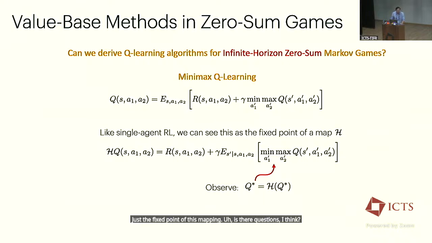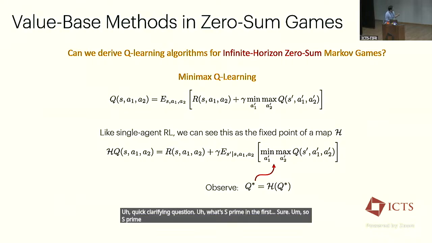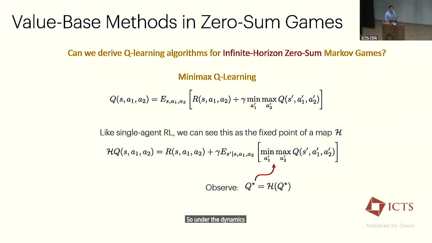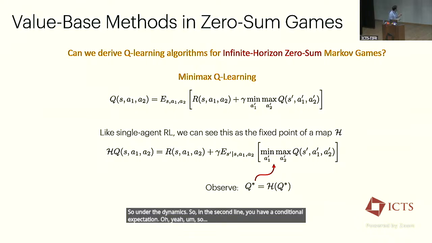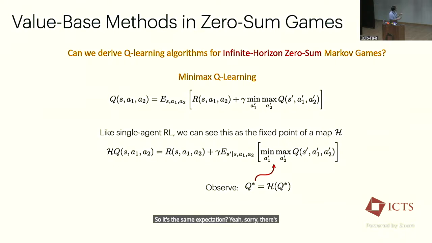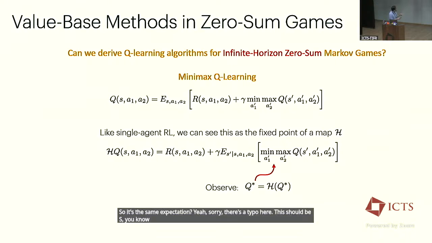Quick clarifying question. What's S prime in the first? So S prime is the next state given S, A1, and A2, under the dynamics. In the second line, you have a conditional expectation. Basically S prime is fully defined by S, A1, and A2. So it's the same expectation? Yeah, sorry, there's a typo here. There should be the expectation of S prime given S, A1, and A2. Thank you, that's a good point.